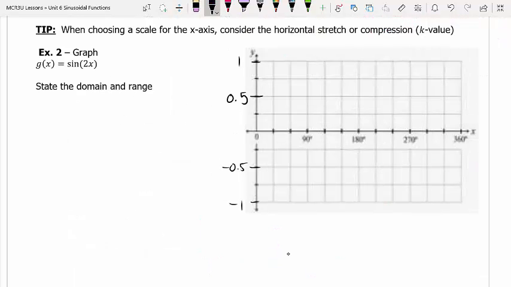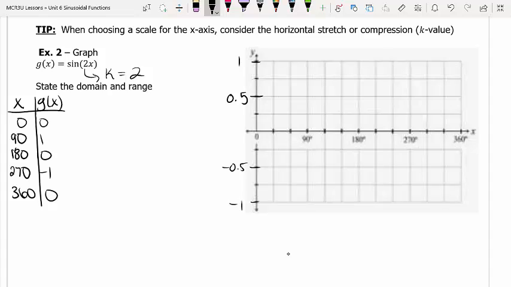Graph g of x, which is equal to sine 2x. In this question, we have a k value of 2. That means we're going to have a horizontal compression. Let's always start by graphing our base graph of sine. Remember again, your base graph is made up of those key points from above. Let's plot that on our graph.